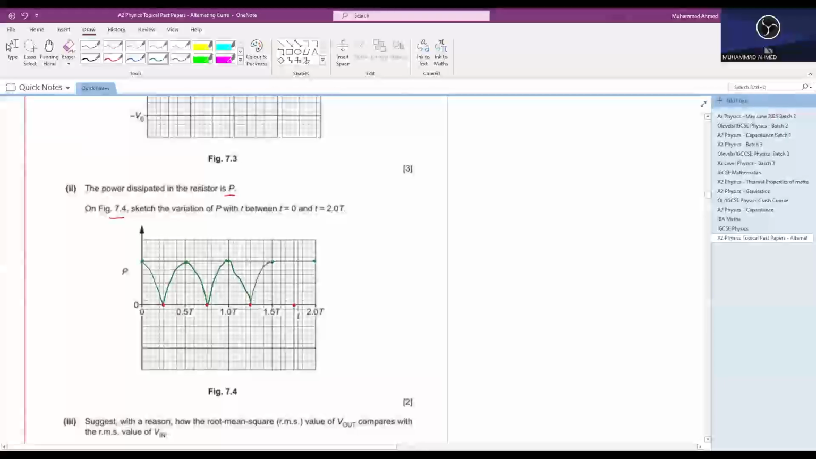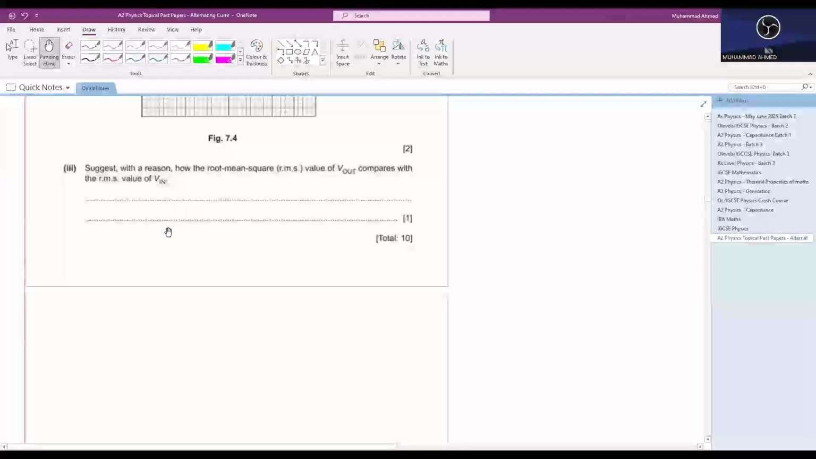Okay, and let's do it like this. Okay, so this is your power versus time graph. Obviously, this oscillation is a bit crooked, so let's draw it again like this. Okay, let's further move ahead.